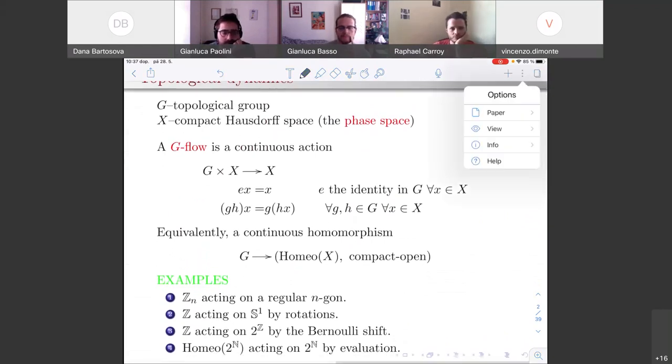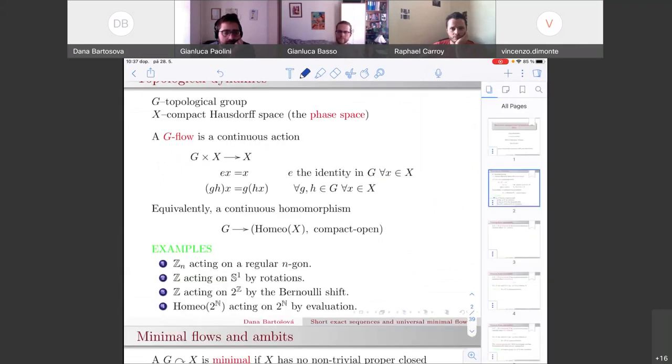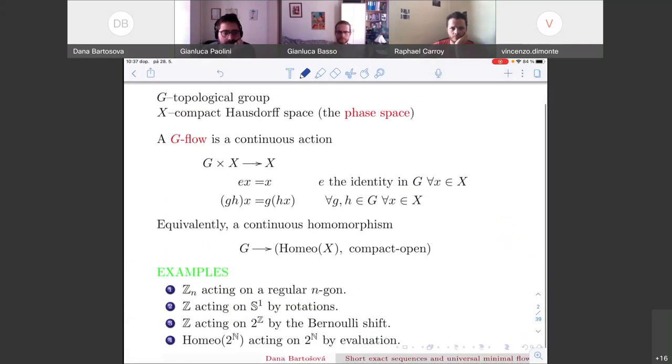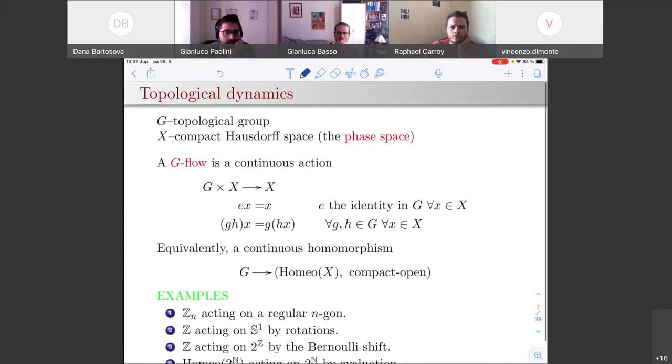So, oh my, does it fit? Let me see if I can. Looks like it doesn't fit on the screen, which view. Let's do this. That might be a little better. No? Interesting. That's never happened to me before, and I was teaching the whole semester online. Maybe it's the different app.